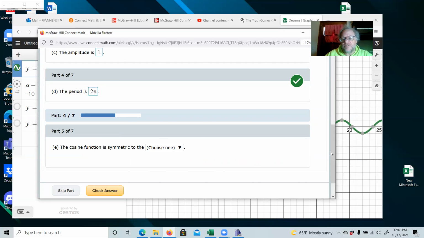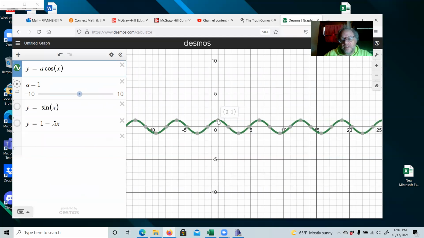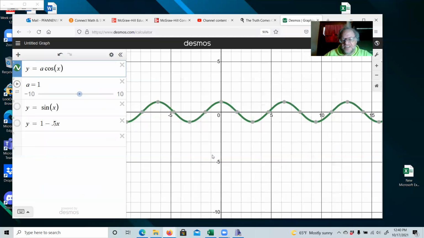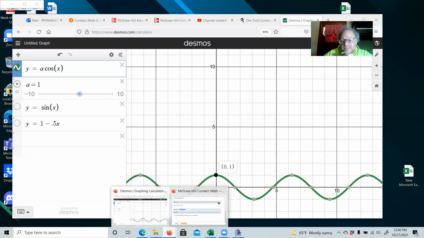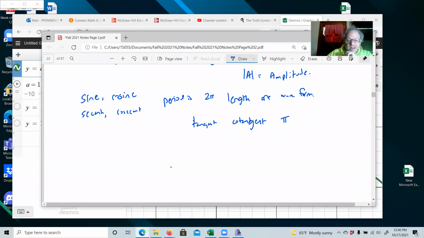Cosine is symmetric too. I get to show you guys this, this is so awesome. It's symmetric to the y-axis. The same thing happens on the right side as happens on the left side. This is an even function. Remember, f of negative x is equal to f of x. What that's saying is if we have negative x's, negative numbers, it's going to do the same thing as what's on the right, and vice versa. So it's an even function.